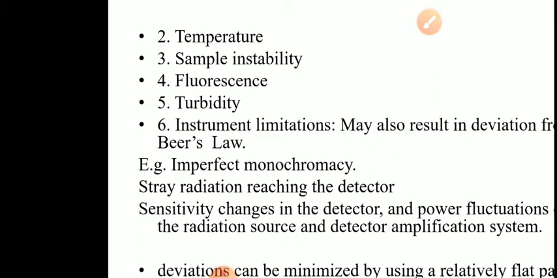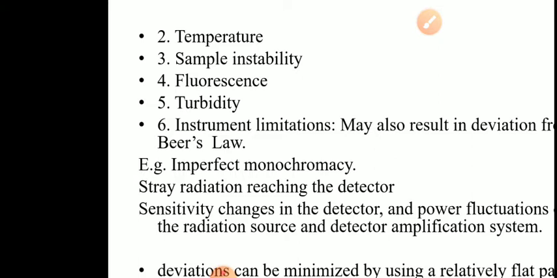Next one, the third factor is sample instability. Most of the samples are colored. When you perform the reaction, when you go on adding the chemicals, a color reaction develops and you get a colored product. And in some cases, the colored product formed is unstable. The color intensity formed is unstable, right?